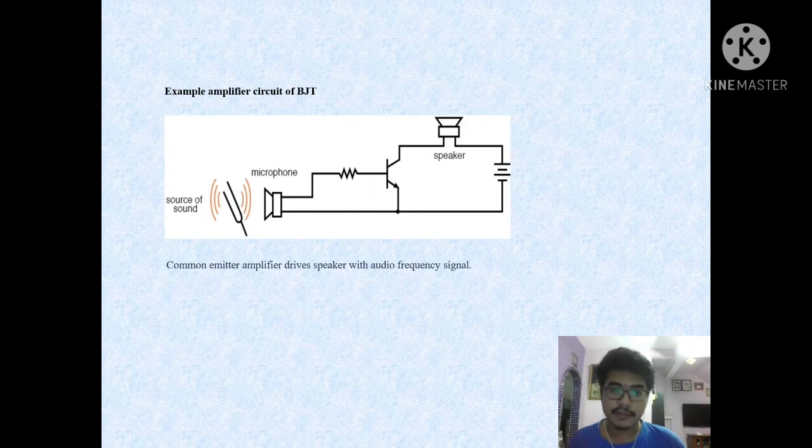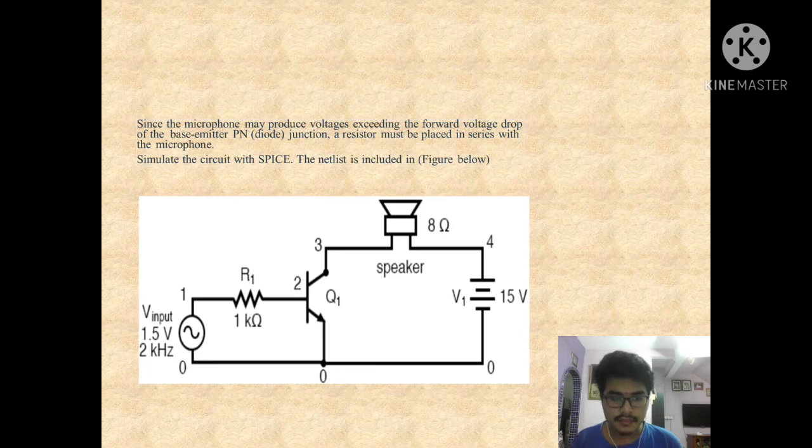And this is an example of an amplifier circuit of BJT. As you can see, the source sound is received from the microphone to the speaker. So when the sound is received, it amplifies to the speaker. So the common emitter amplifier drives the speaker with an audio frequency signal. Another example is that since the microphone may produce voltages exceeding the forward voltage drop of the base-emitter PN diode junction, a resistor must be placed in series with the microphone. So you can see as in the figure below, this is how the implementation of BJT is.